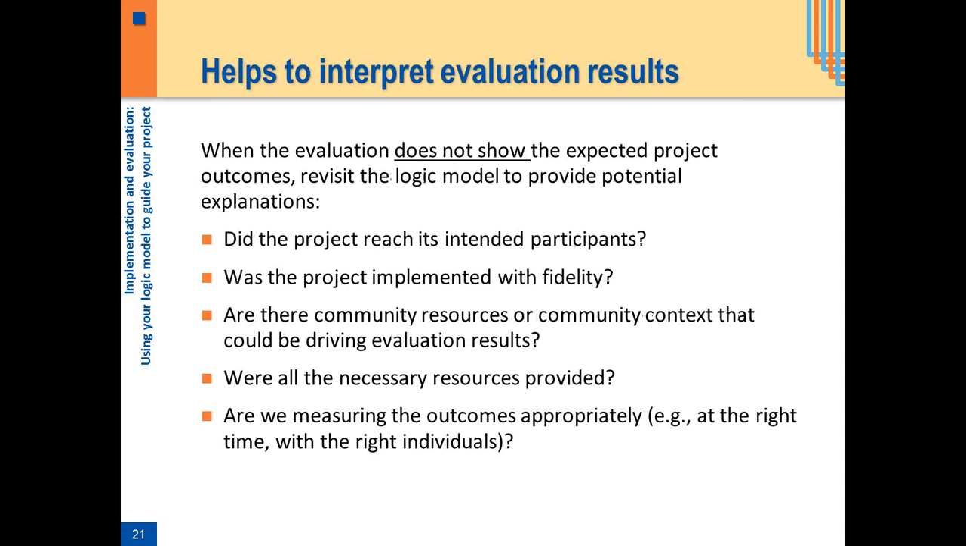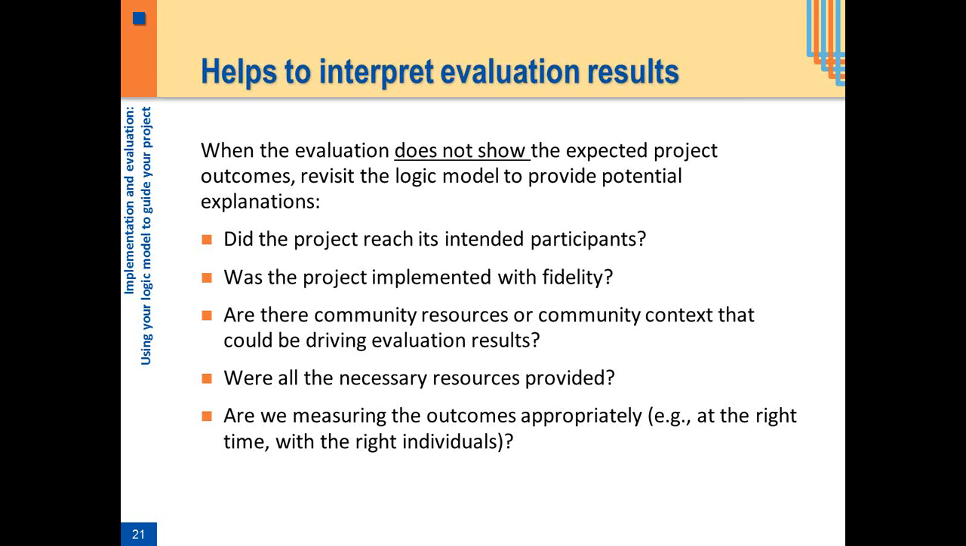Okay, so let's say the opposite happens and your evaluation does not show what you expect in terms of program outcomes. You can revisit the logic model to try and figure out why. Essentially, were all of the pieces in the logic model there, and did they happen in the right order? Did you reach who you intended to? Did implementation happen with fidelity? Were there resources missing? And the last bullet has to do with measurement. Did you measure everything the way your logic model suggested you should?